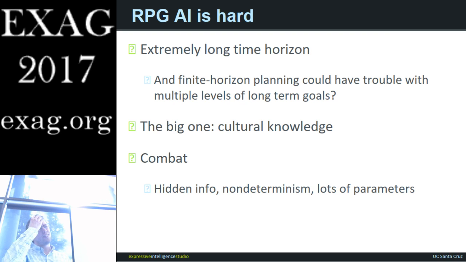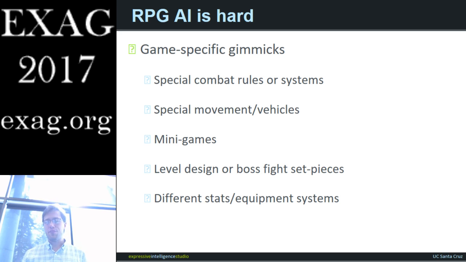The big issue that you might have caught onto is this cultural knowledge thing, right? Interpreting hints is really hard. Even if it's an obvious hint for a person, it might be really tricky for a computer. And combat features a lot of hidden information, non-determinism, probabilistic effects of actions, and a lot of different parameters that might be involved in these equations. Moreover, a big part of the enjoyment of RPGs is these game-specific gimmicks, right? Like different magic systems, or a limit break, or special rules for certain bosses or certain ways of moving around the map, like minigames, which are maybe GVG-AI-like minigames embedded in this larger RPG. And different games, of course, have different character statistics and equipment, although some are shared and some stuff should transfer.